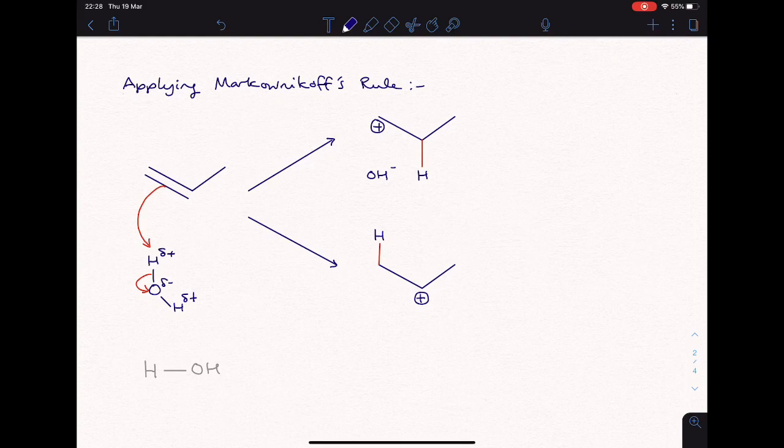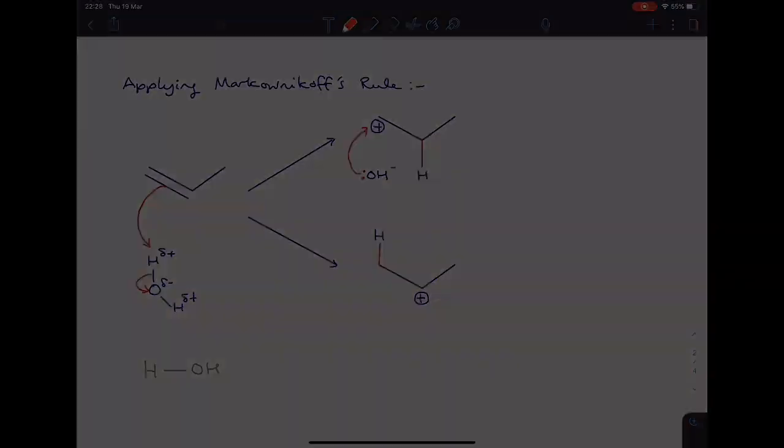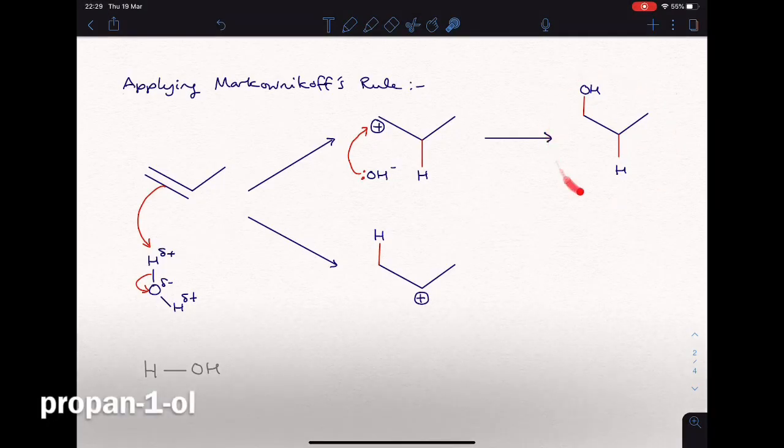from the hydrogen breaking from this OH. So this part of the water gaining the pair of electrons becomes hydroxide, which we got here. So this pair of electrons can attack that positive center, and we get propan-1-ol. And here we have the propan-1-ol.